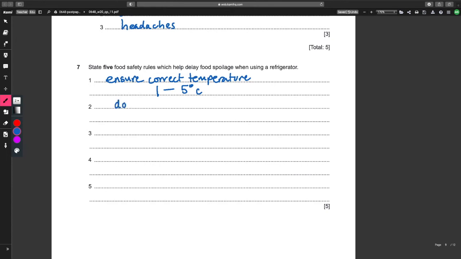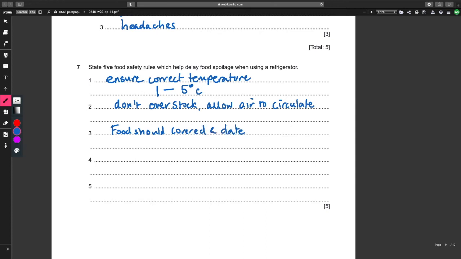Don't overstock it, which will allow air to circulate. Food should be covered and dated. You know, so what you're talking about is when it is cooked. So, for example, if you've prepared pasta and you're putting it in the fridge to keep it, it needs to be dated.